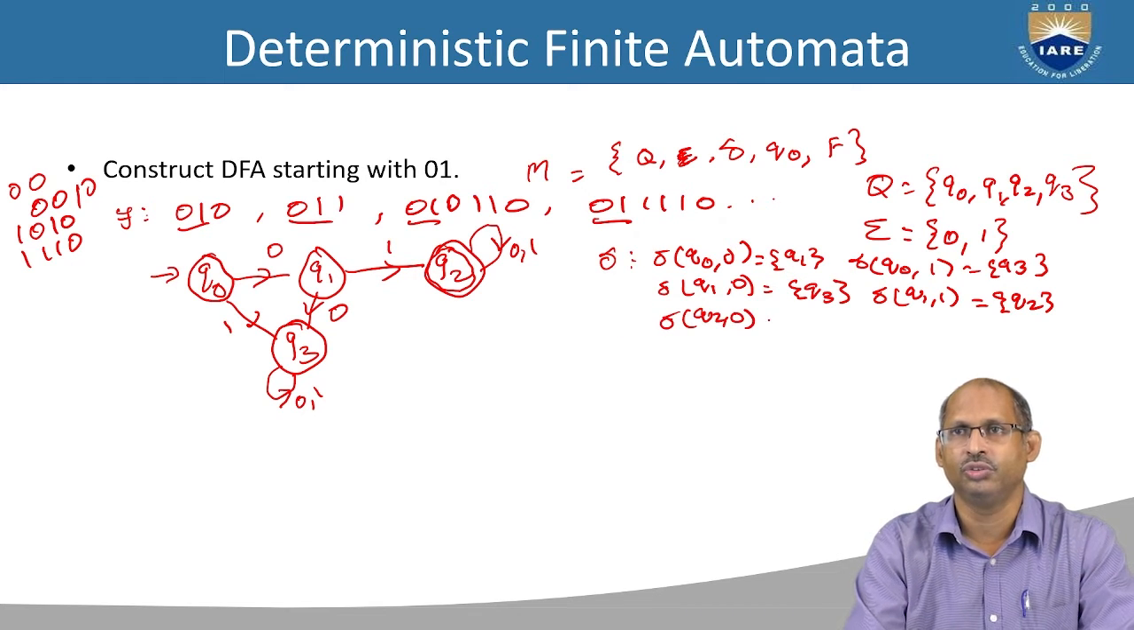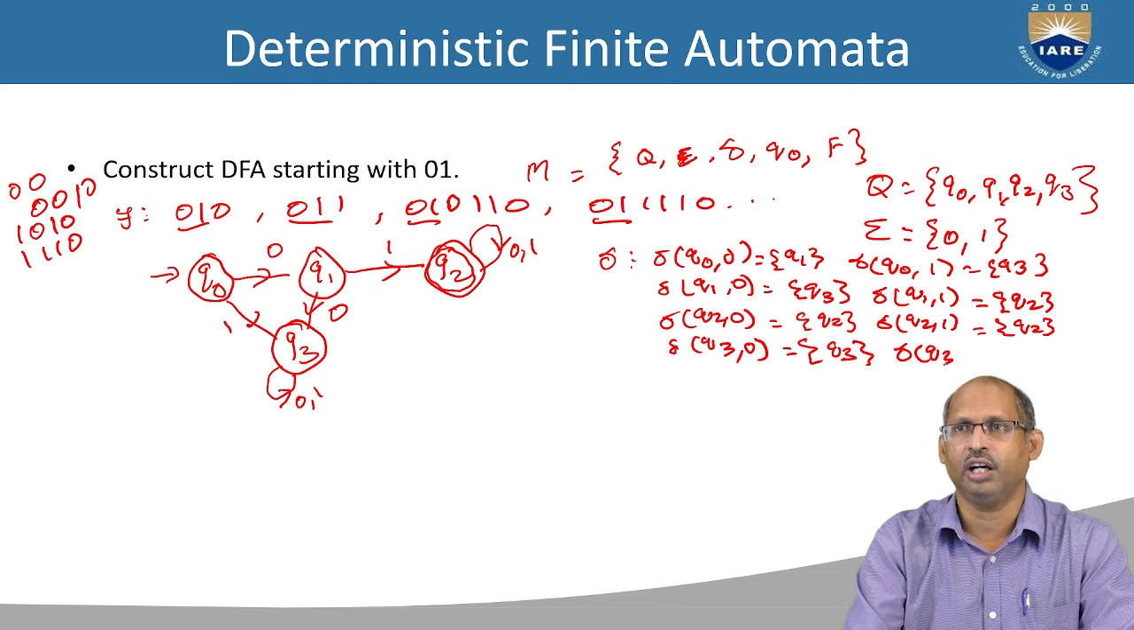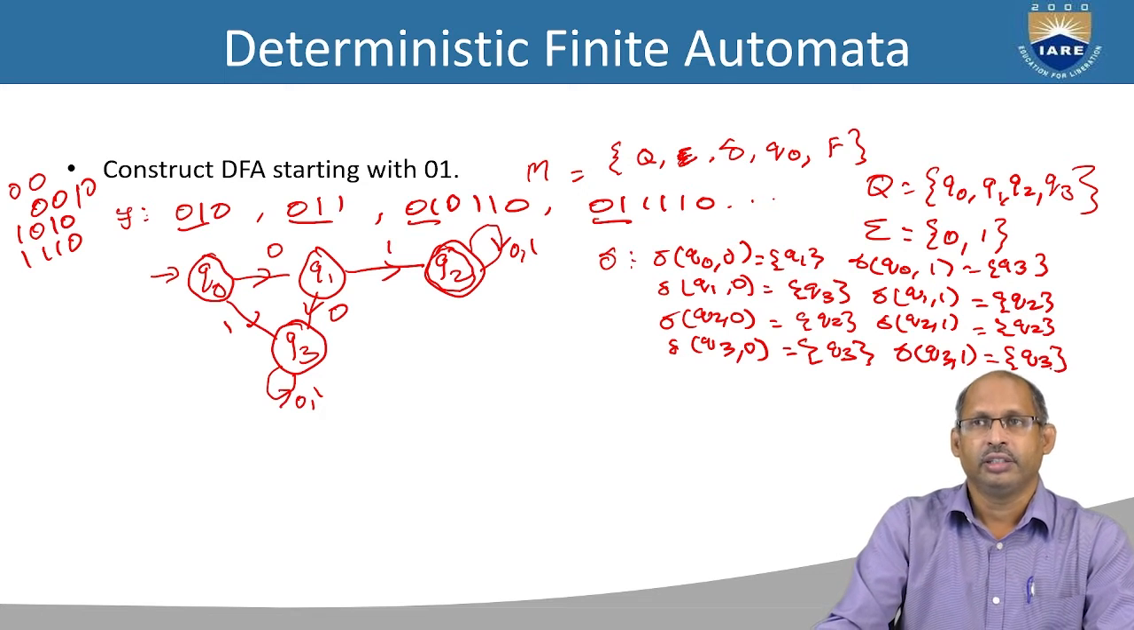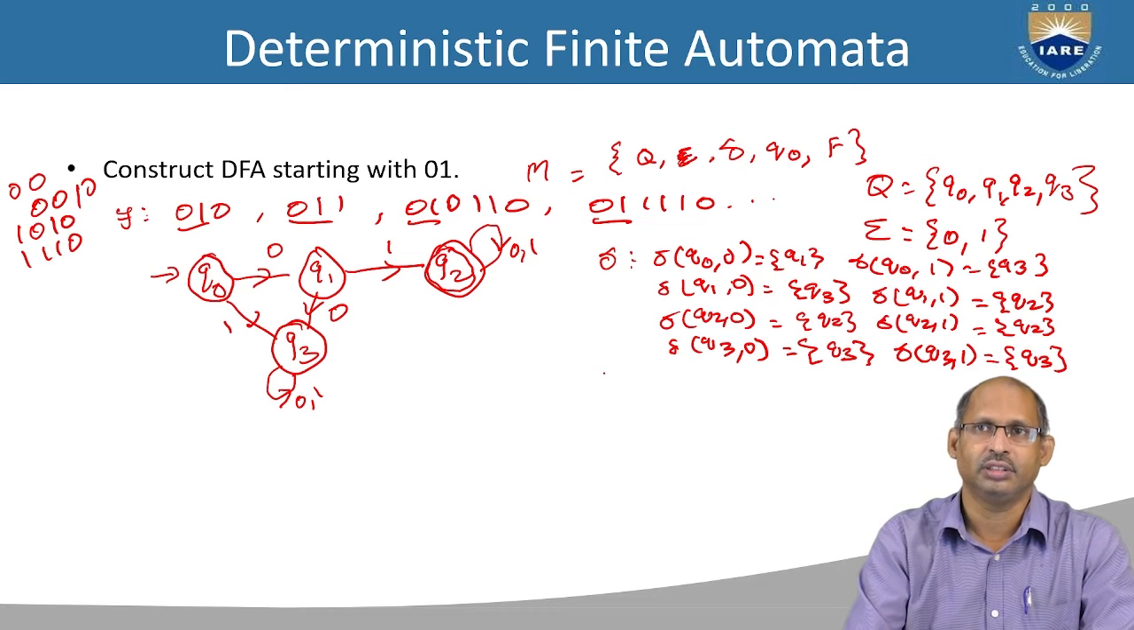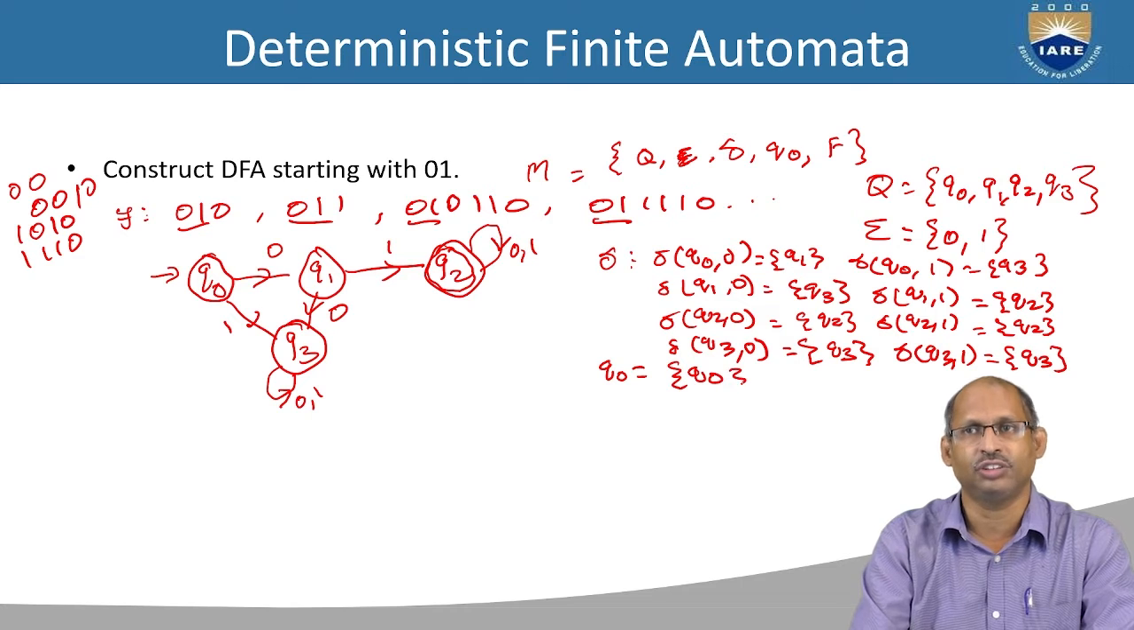Then Q2 on 0 goes to Q2 only. Q2 on 1 goes to Q2 only. Then Q3 on 0 goes to Q3 only. Then Q3 on 1 goes to Q3 only. Right? These are the transitions. Then what is the initial state? The initial state we consider as Q0 only. What is the set of final states? The set of final states is Q2.